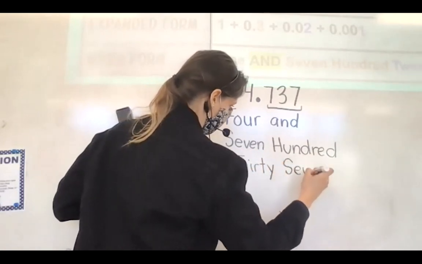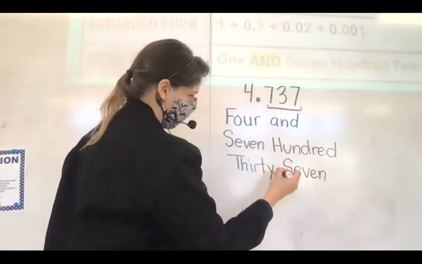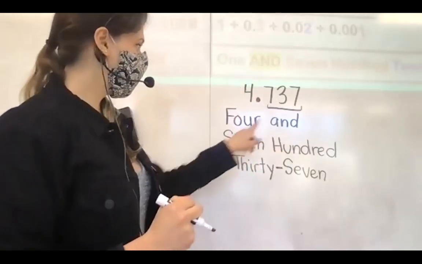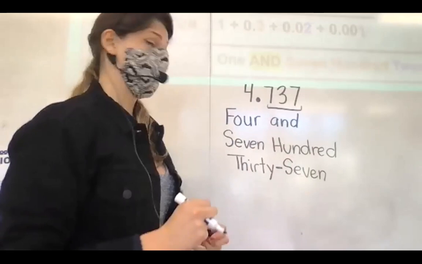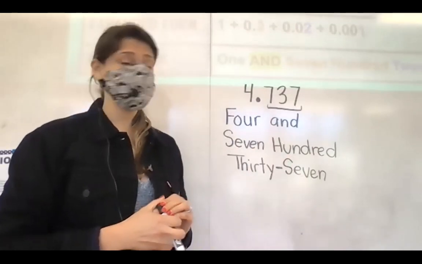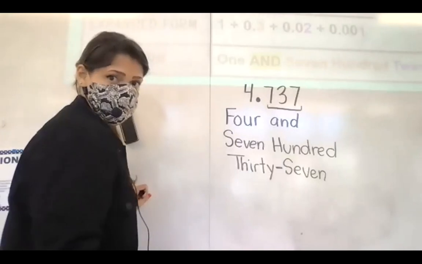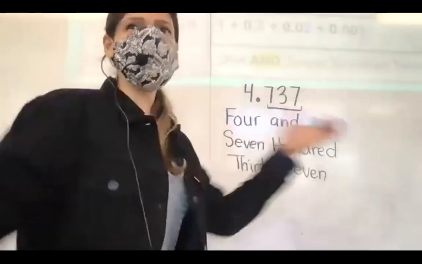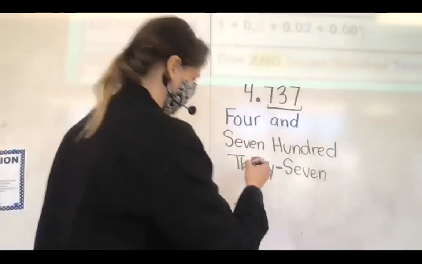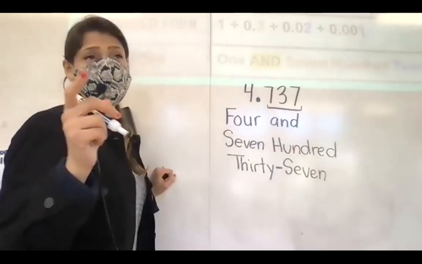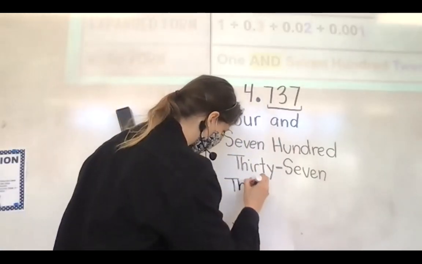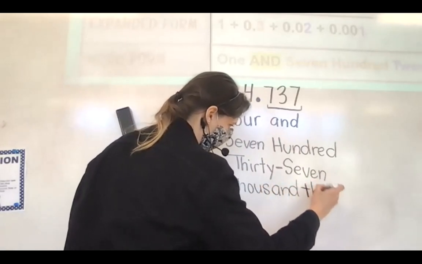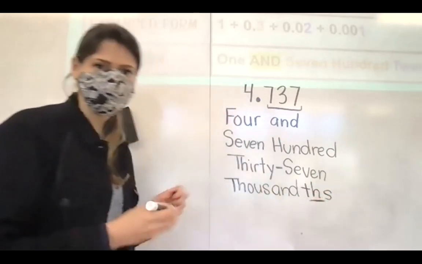737. What do I need to put between the 3 and the 7? Hyphen. Hyphen, so we can smack it together. 4 and 737. I need to show that I'm in the decimal place. So where do I end? Go ahead, shout it out. Thousandths. 5th graders, if you write thousandths without the TH, your answer is 100% wrong.